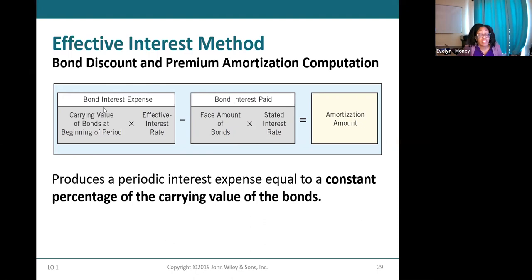So we find bond interest expense by taking the carrying value of the bond at the beginning of the period, and we multiply that times the effective rate of interest, or the market rate of interest. So not the contract rate of interest. Remember, the contract or the stated rate is what we use to help us find our cash interest payment. So once we find our interest expense, the difference between our interest expense and the cash interest paid is the amount of our amortization. So that means we are going to be dealing with a different amount of interest expense each period. What will remain constant is the cash interest payment.